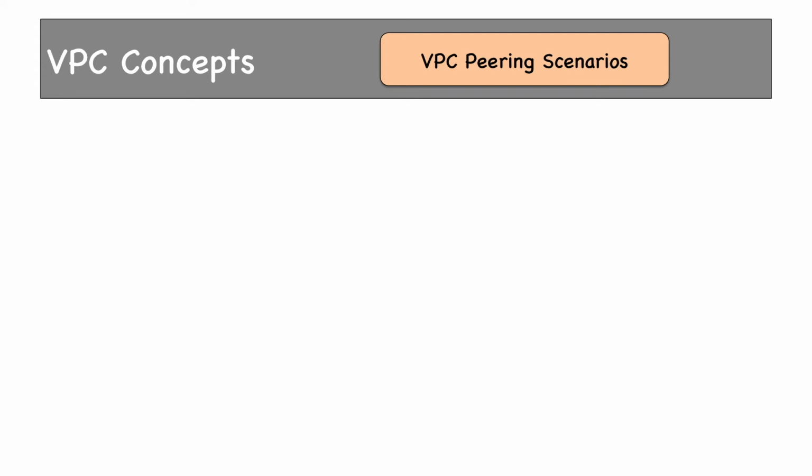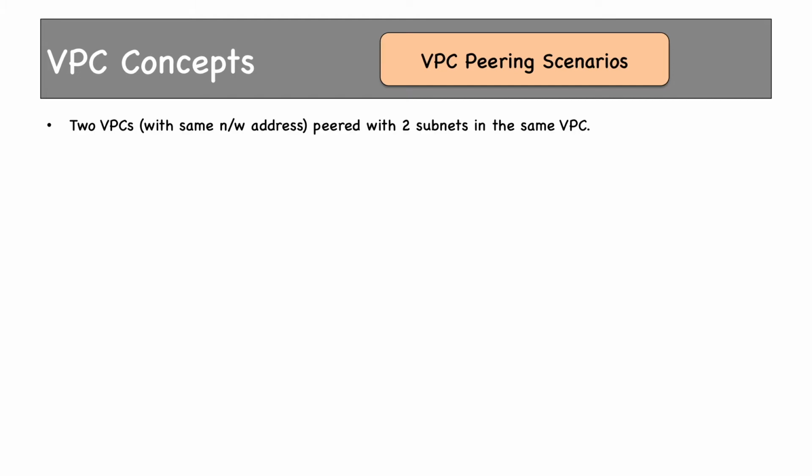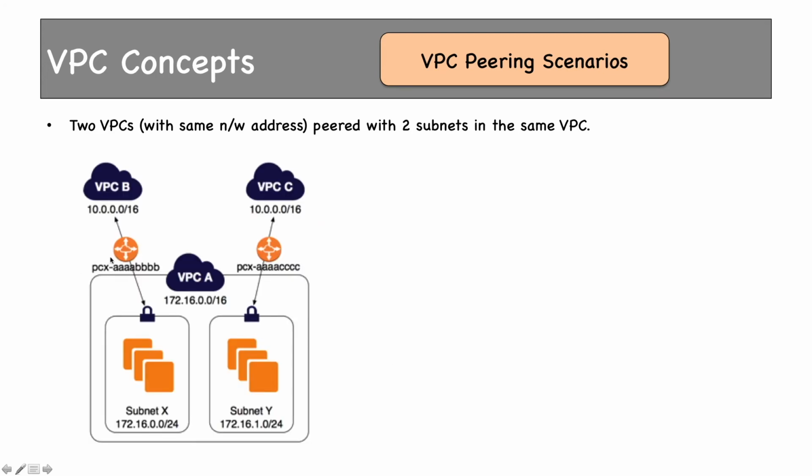Here we'll see how route tables are so important while configuring peering connections. So we'll configure 2 VPCs peered with 2 subnets in the same VPC. These pictures have been taken from AWS documentation directly. If you see here, we have VPC A, VPC B and VPC C. VPC A has 2 subnets, subnet X and subnet Y. There's a peering connection between VPC B and subnet X of VPC A. There's one more peering connection between VPC C and subnet Y of VPC A.